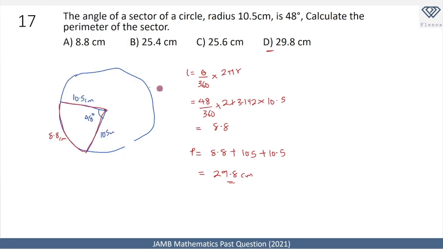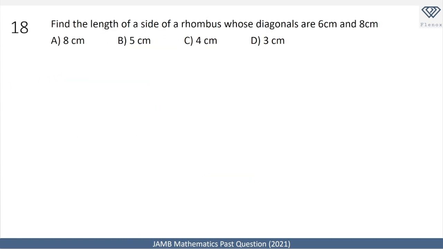The next question asks us to find the length of a rhombus whose diagonals are 6 centimeters and 8 centimeters. So you know what a rhombus is? A rhombus is just like a slanted square, in that the lengths are all equal but the angles are not. So to give you an idea, this is what a rhombus will look like. Now the lengths are all equal, you have the same length, but the angles are not equal. As you can see, the angle here is going to be bigger than the angle over here.